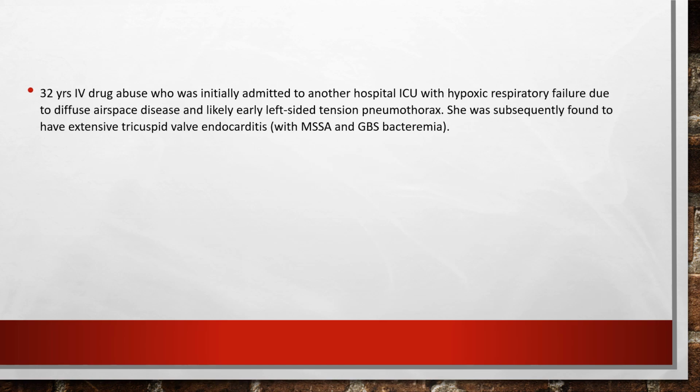Case 6 is a 32-year-old female who is a drug abuser. She was admitted initially to another hospital with hypoxic respiratory failure, diffuse airspace disease, and developed tension pneumothorax. She was found there to have extensive tricuspid valve endocarditis and MSSA and GPS bacteremia, so multi-organisms. She was referred to us for what's called debulking therapy of that vegetation, which is a new procedure.